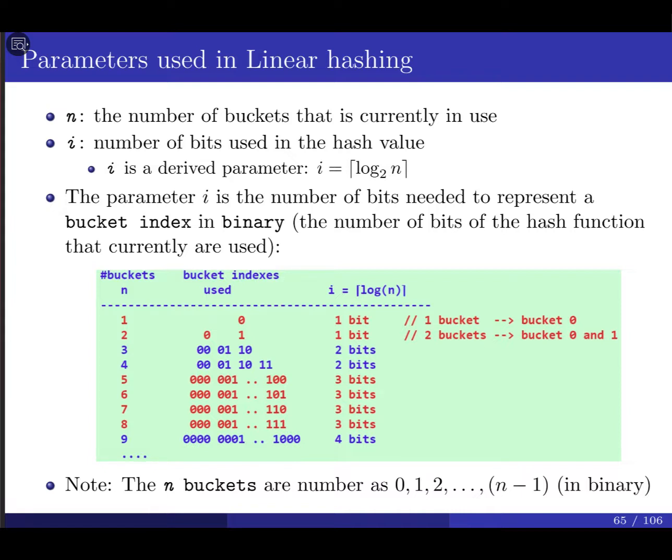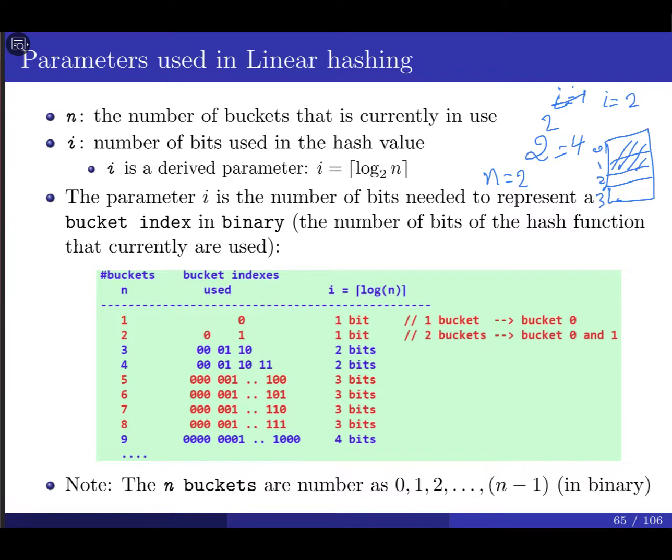Let's do this example. Assume the value of i equals 2. That means we have 2 to the power 2 possible buckets, so in total we have 4 buckets: 0, 1, 2, 3. Actually, we are not going to use all of them. We're going to use one at a time. So maybe I use 2 buckets, so the value of n is equal to 2, which tells me the number of buckets that are currently in use. It's not the number of buckets available, but what I'm currently using.